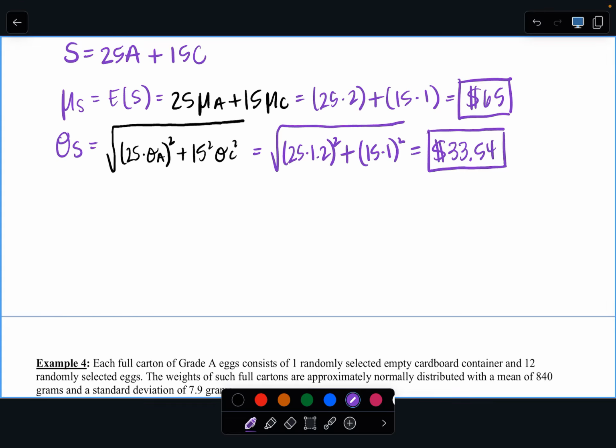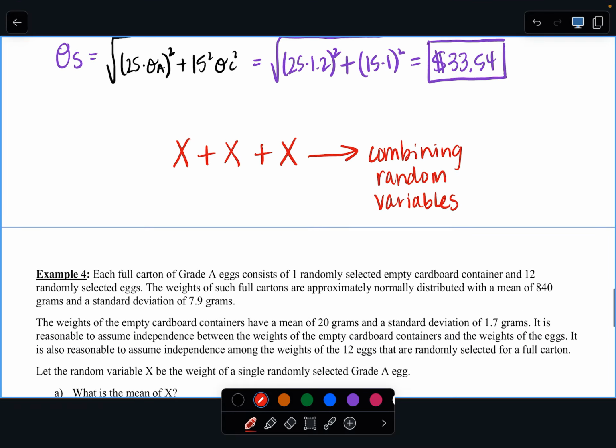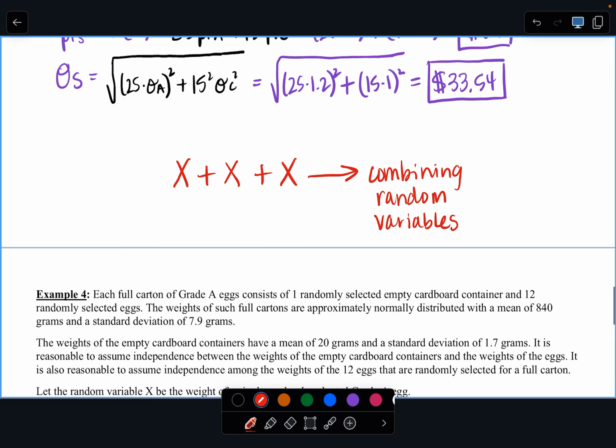So again, anytime you see two letters, even if they are the same letter twice, because sometimes you'll see things like x plus x plus x, that is still combining random variables. So that still is going to take the rules that we did on the first page. Even if it's the same thing again and again, it's still taking two random variables that are independent and putting them together. So if you're doing standard deviation, you have to use the square root variance formula. So keep that in mind.